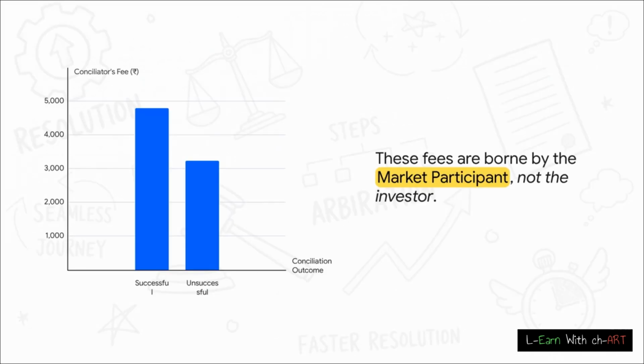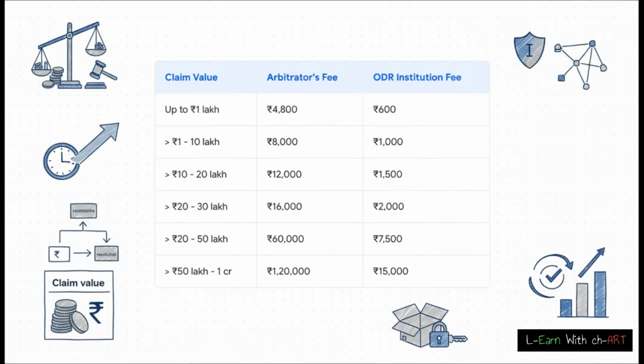Now, during that first conciliation step, there are some fees involved, but, and this is a big but, those costs are paid entirely by the market participant. That's right, the broker or the company pays, not you. The only time you'll have to pay a fee is if your case moves to arbitration. And even then, the fees are set based on how much money is in dispute. But here's the kicker. The final decision almost always orders the losing party to pay back the winner's fees. So if you win, you'll likely get that money back.